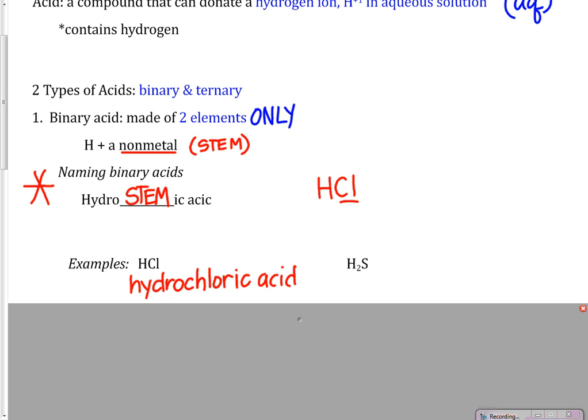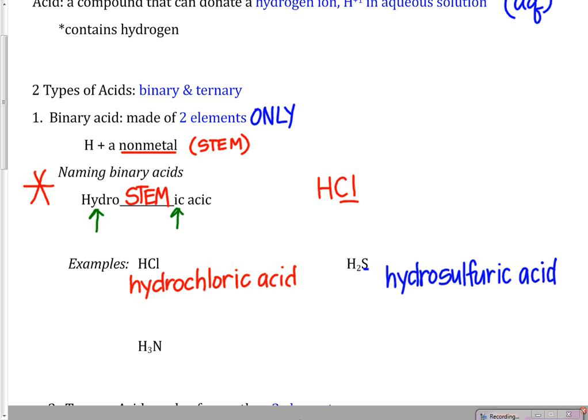Using that same process, what would H2S be called? The nonmetal is S, and that is sulfur. We would use the prefix hydro because it's binary. Some students will say sulfic, but we actually add the extra syllable: sulfuric acid. So think of it this way: with a binary acid, I have to add two things, the prefix hydro and the ending ic along with the word acid.